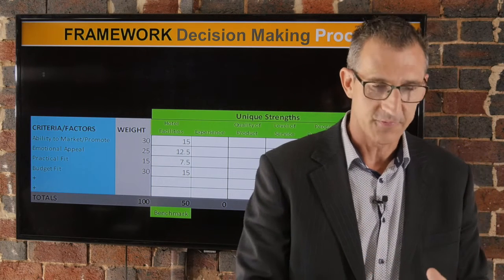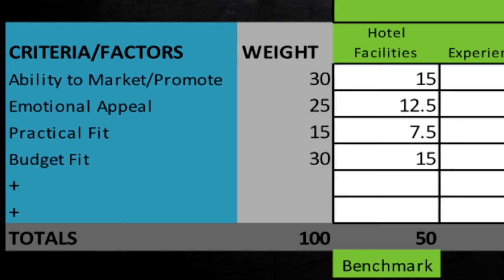Now here's where you take it forward. I've already pre-populated the first column, whatever your first unique strength is. We call it the benchmark. So don't think about it. All you do is literally score it at the midpoint. If the weighting's 30, you score it at 15. And if the weighting's 25, you score it at 12.5. So you've already scored one of your unique strengths, but that becomes a benchmark for everything else.